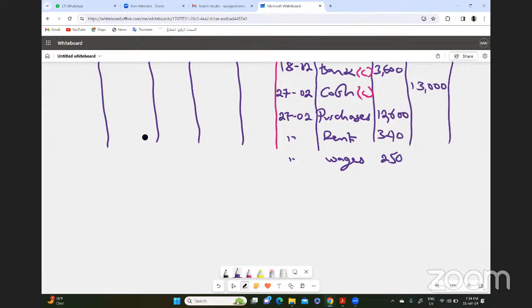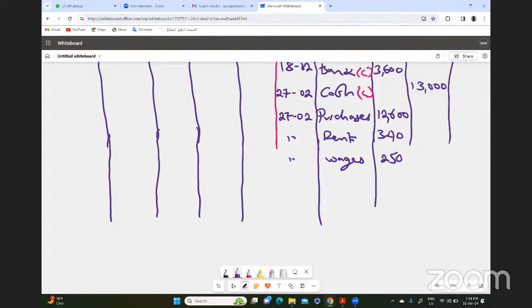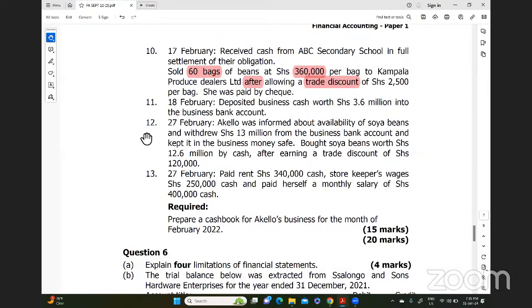How about the one that she paid herself? Salary. Someone might be tempted to call it drawings. Okay. This is a business transaction. She's an employee, not so? It is a business transaction. She's paying herself salary. Are we together? So salary is a business transaction. So we shall include it. Salary of 400.